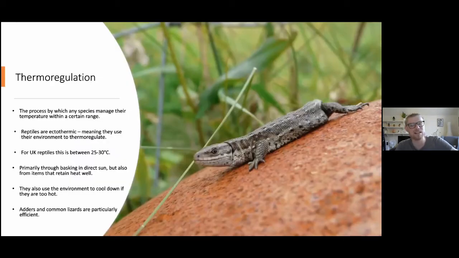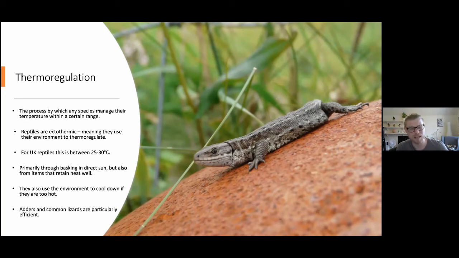And it's really good to understand certain things about reptiles that we can then exploit to go and survey for them, to actually go out and find whether they're present. And the main thing we need to learn is how they thermoregulate. So thermoregulation is just the process by which any species, any animal really, manages their temperature within their preferred range. Reptiles are ectothermic, so they do it a little bit differently to us. They use the environment primarily to manage their temperature. Endotherms, like me and you, use more internal processes than reptiles do.